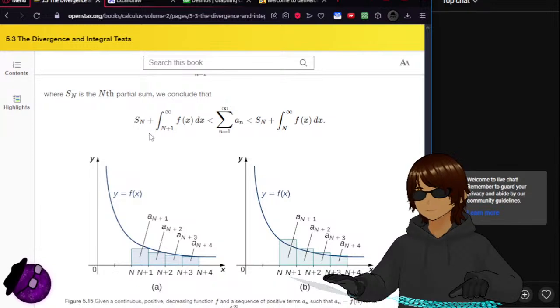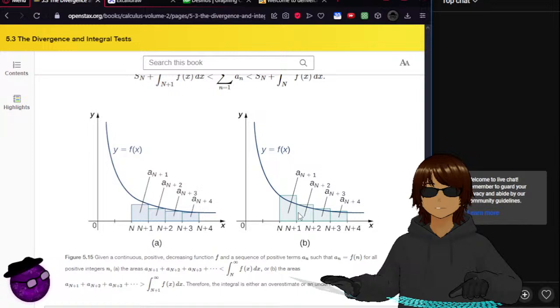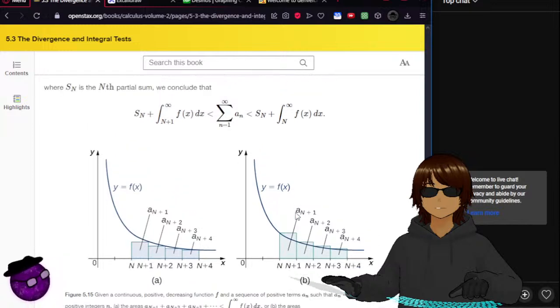Sn, n plus 1 to infinity. Okay, so we calculated Sn and then a n plus 1, a n plus 2, a n plus 3, a n plus 4, then b here.